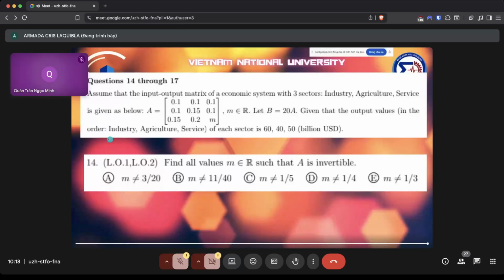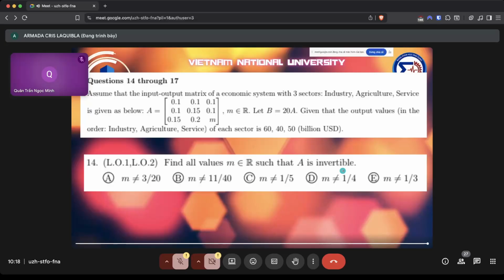Given the output values in the order industry, agriculture, service, of each sector: for industry, the output is 60. Agriculture, the output is 40. Then the service, the output is 50. Question: find all the values of m, an element of the set of real numbers, such that A is invertible.